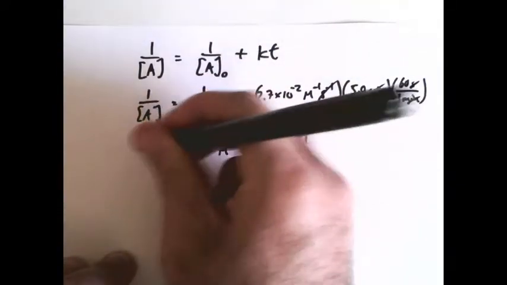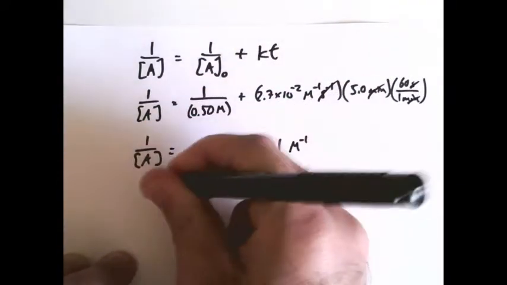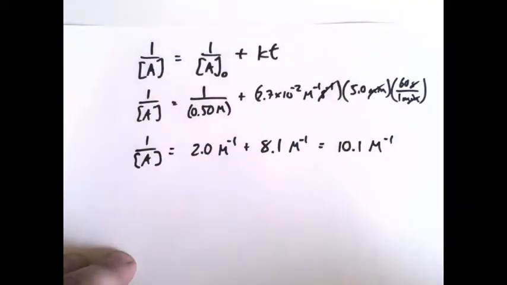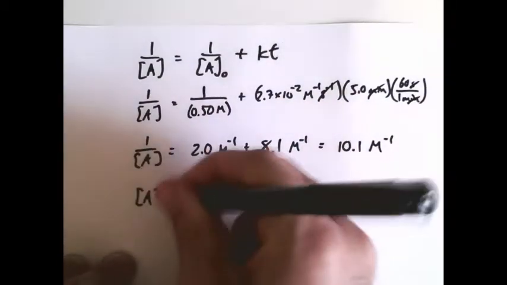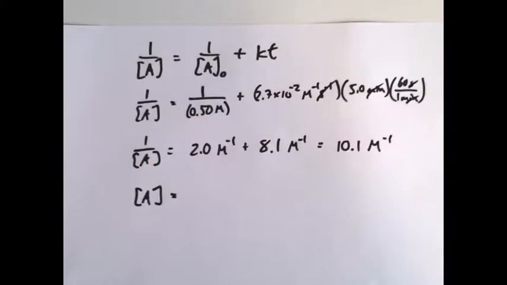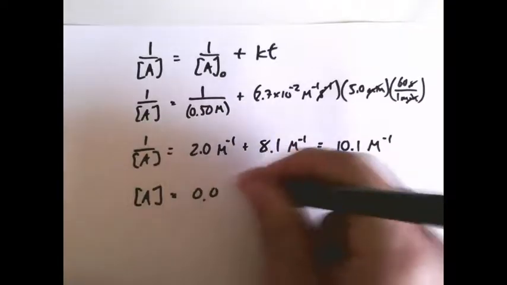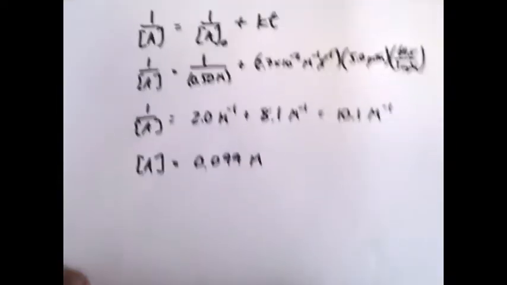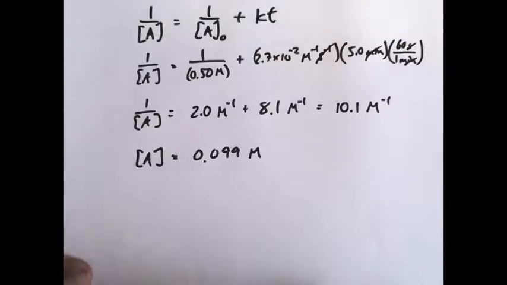And so that is going to be 1 over A. In other words, 10.1 molar to the minus 1, which means that my A concentration at the 5-minute mark is the reciprocal of that. That reciprocal being 0.099 molar. Now that I have that, I can do the same thing that we did in part C, which is determine the reaction rate on the basis of that by using the differential rate law equation.